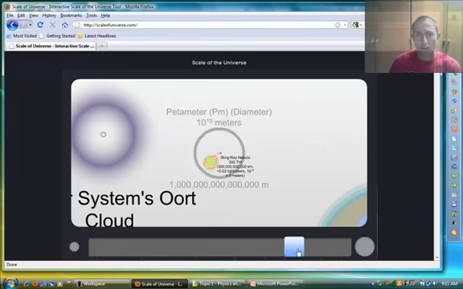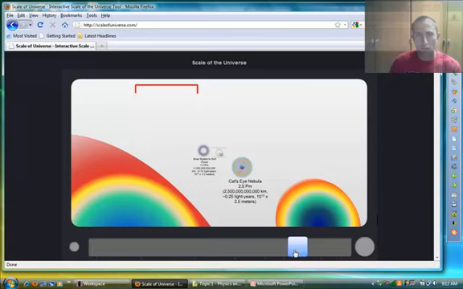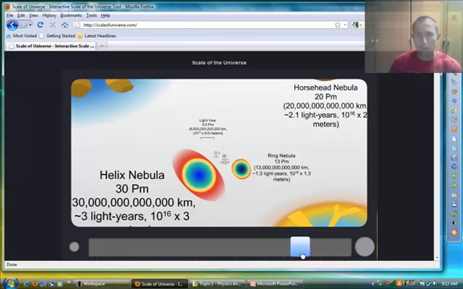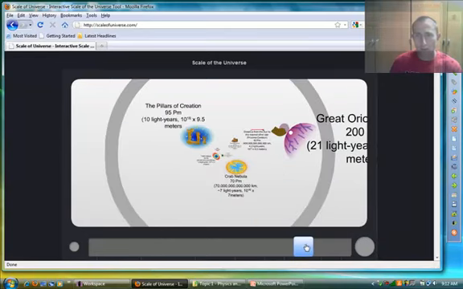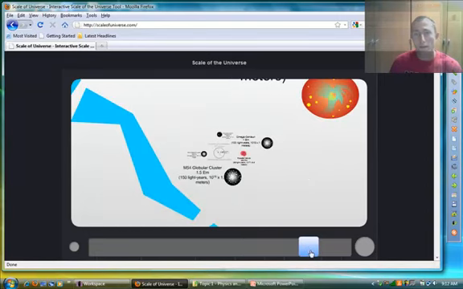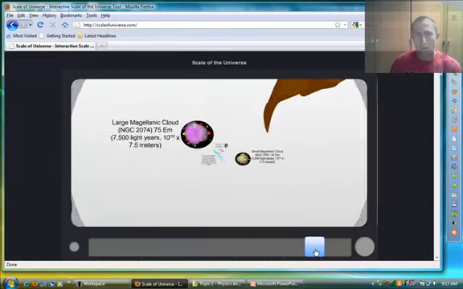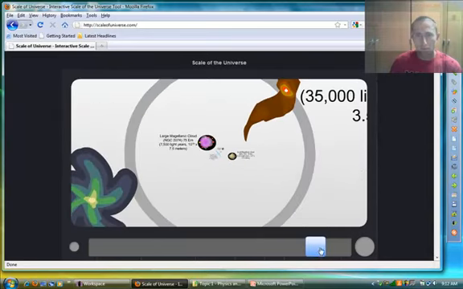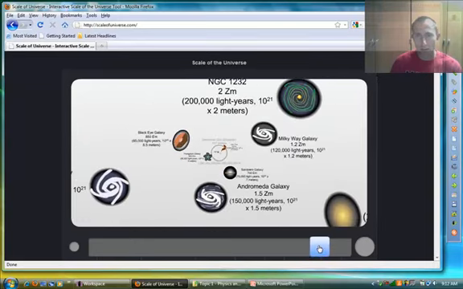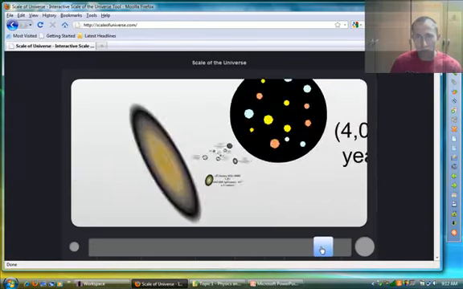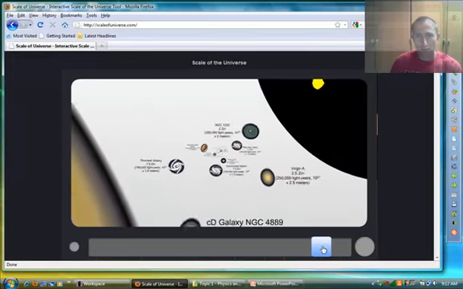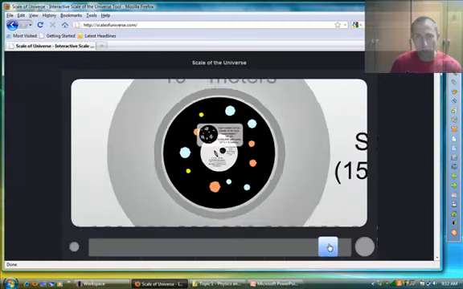Petameters, 10 to the 15th. The Oort cloud is where all of the material for our solar system came from. Then we get into some of our further away nebulas, and all our globular clusters, which again we'll talk about at the end of the year. And keep going. And we have the Milky Way galaxy, which is 120,000 light years. And going.